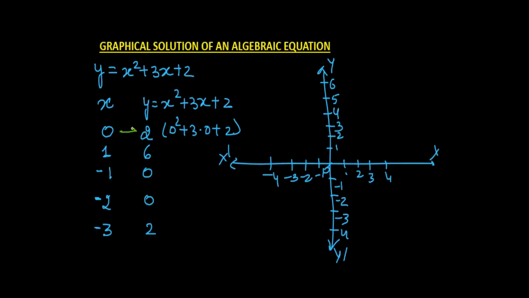X is 0, so y is 2, so this is the point here. X is 1, y is 6, this is the point here. When x is minus 1, y is 0. When x is minus 2, y is 0. And when x is minus 3, y is 2. Okay, and let us join. So we get a curve like this, a parabola.